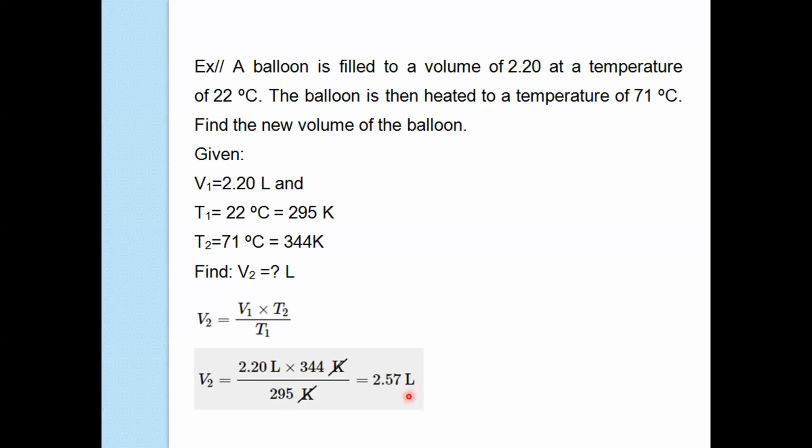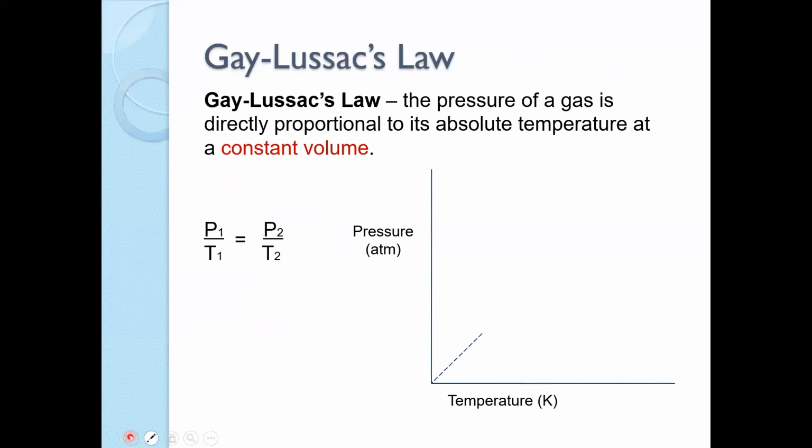2.57 liters. And now we have to think about our result. So the initial volume is 2.2 and the final volume is 2.57. That means the volume increases from 2.2 to 2.57, and that means the temperature increases as well, from 295 to 344. That's what Charles's law says.